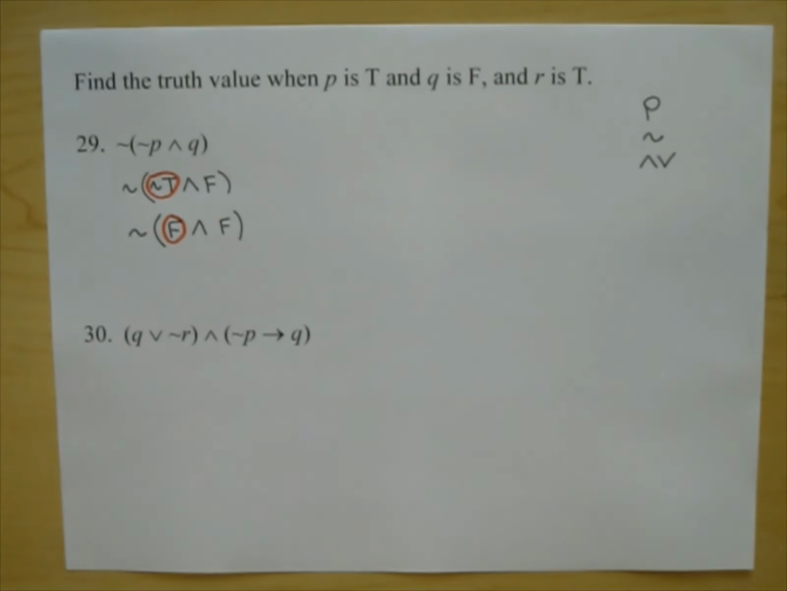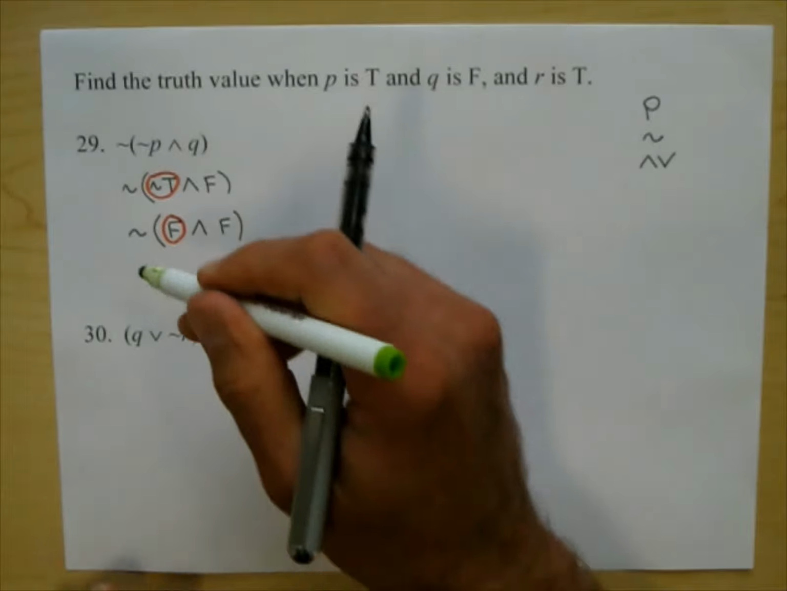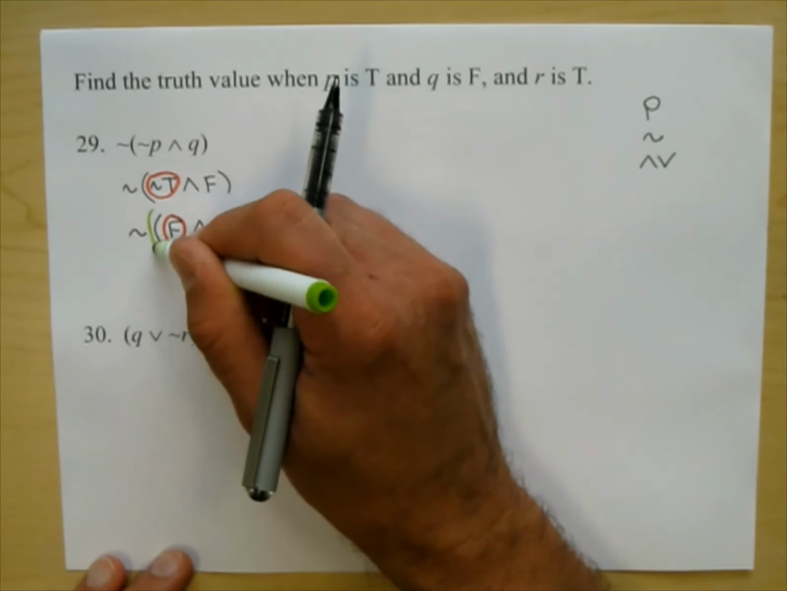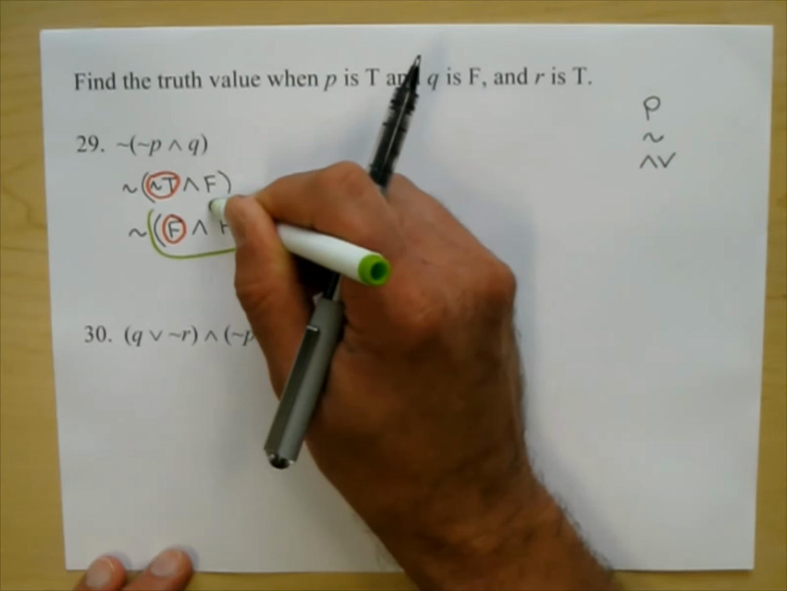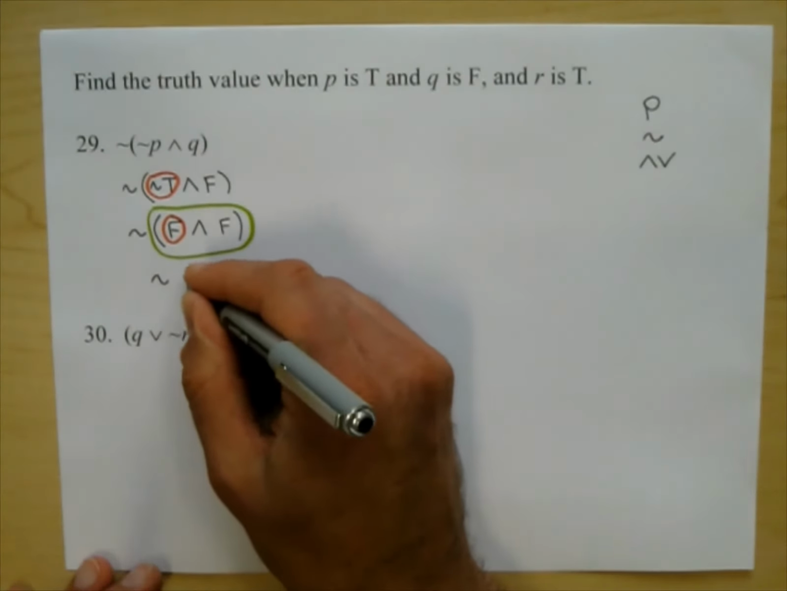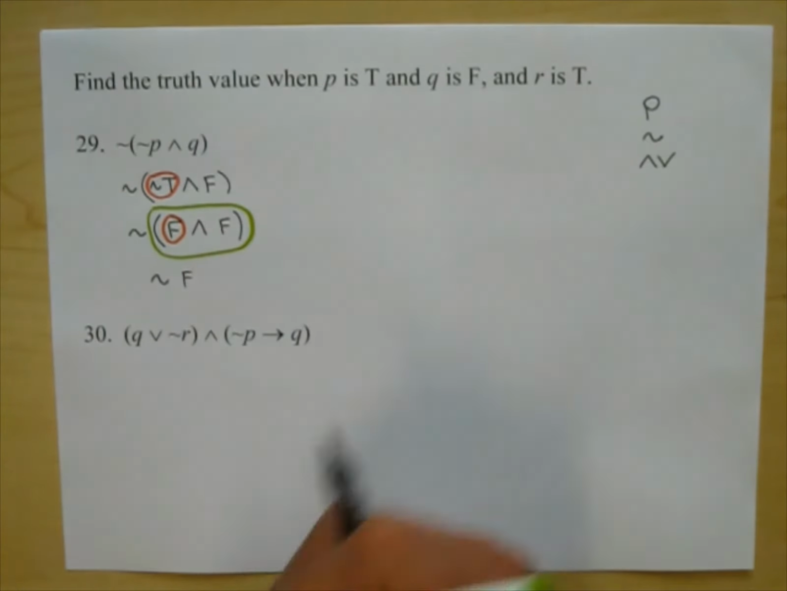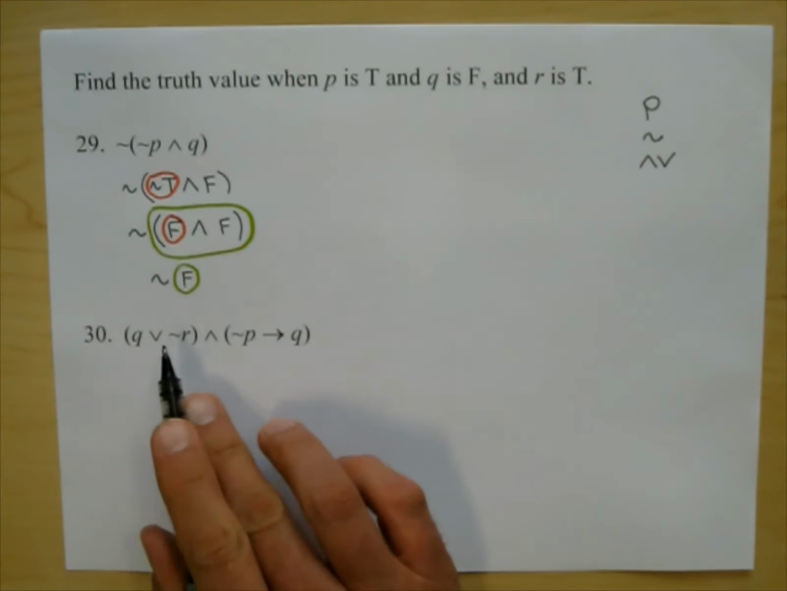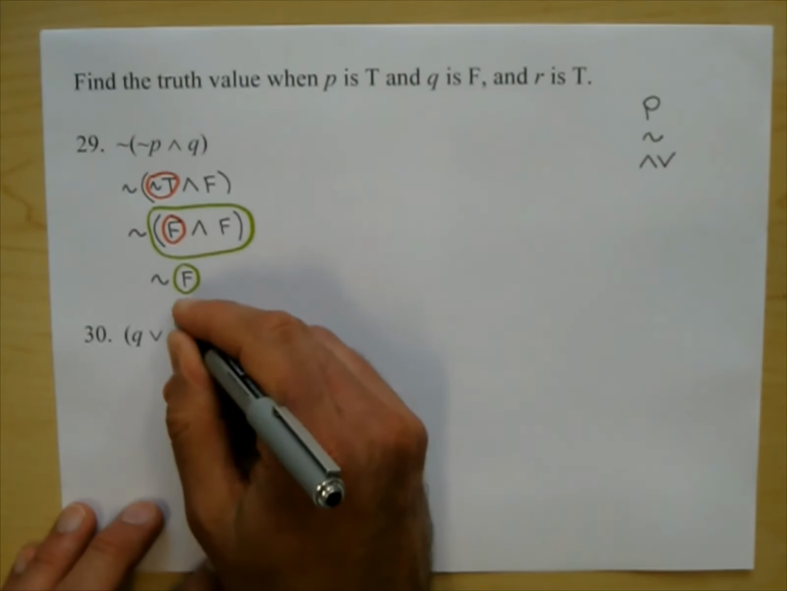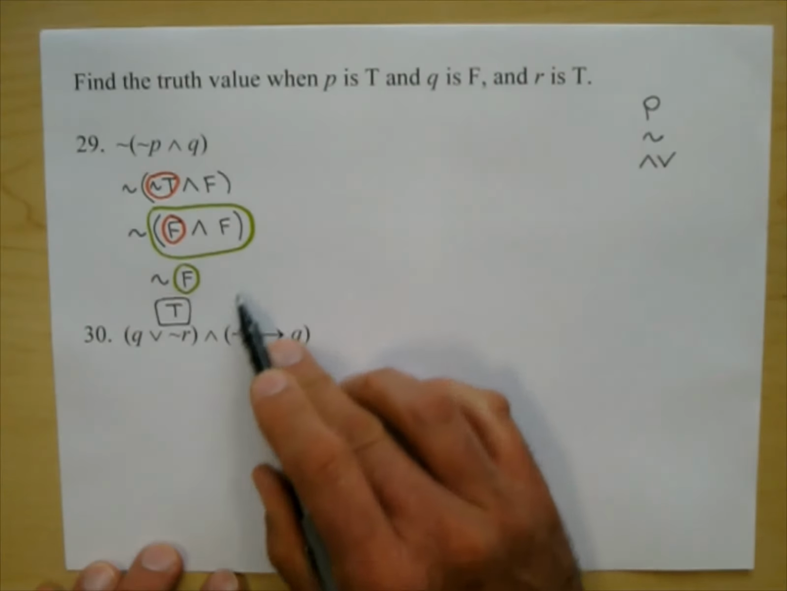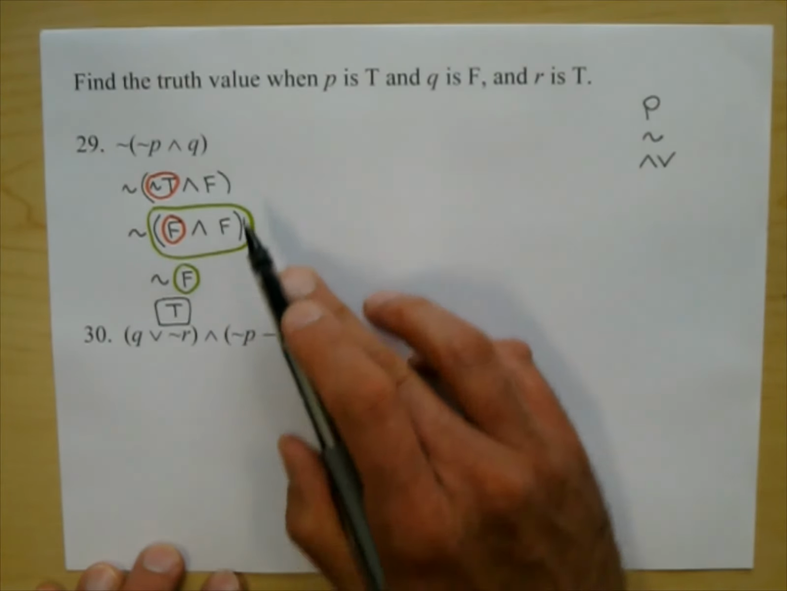I'm still doing inside the parentheses. I have to determine what false and false equals. And what is false and false? False and false happens to be false. I'll circle that like that. And then I have not false, that equals true, and I'm done with this expression here. So I found the truth value of this.